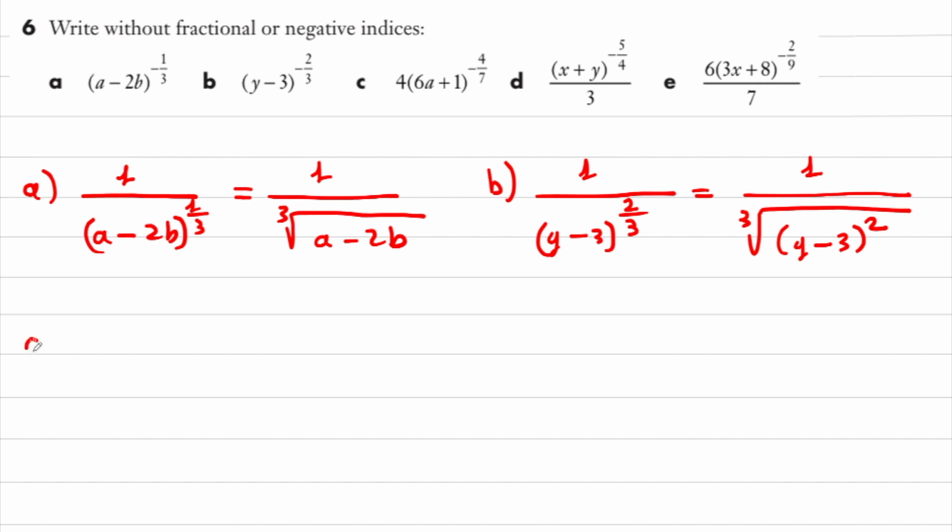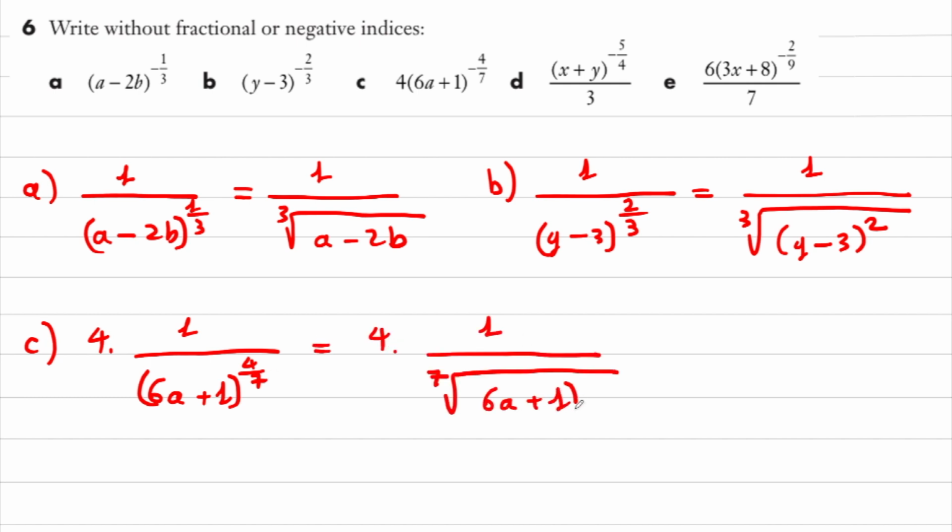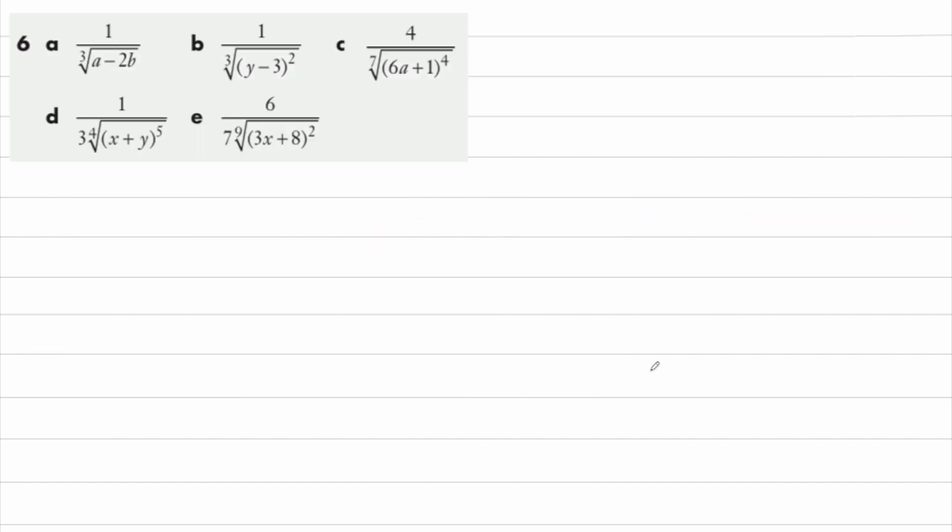The next question you've got is C. One more time, I just apply the reciprocal to the expression inside the bracket only. 1 over (6a plus 1) to the power of 4 over 7 here. You've got (4a plus 1) and you've got 4 will be here. Yes, I think that is the correct answer.